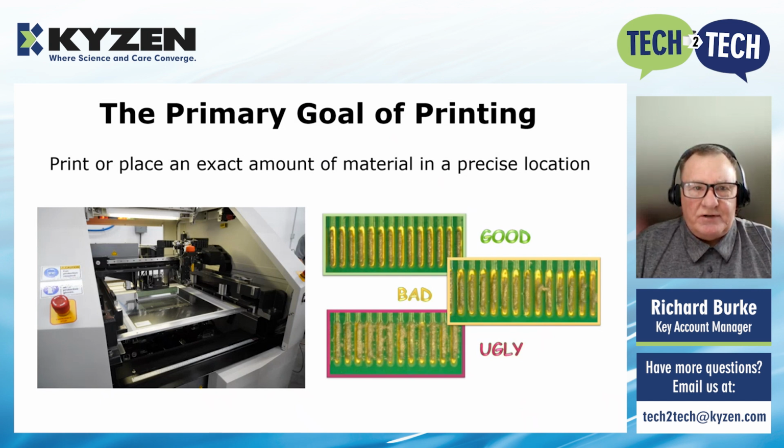But in terms of the printer itself, just stepping back, the primary purpose of the printer is to print or place an exact amount of material in a precise location. Obviously, the objective is to have a good quality print, and we need to try to do everything we can to avoid the bad and the ugly prints, or they're causing rework and repair.